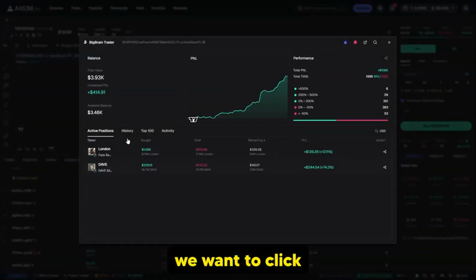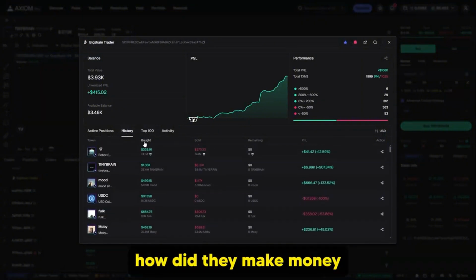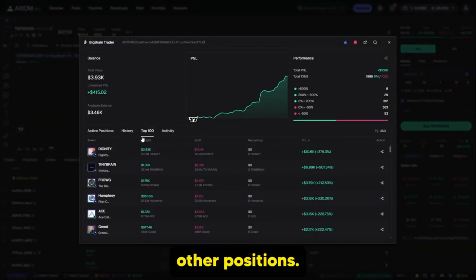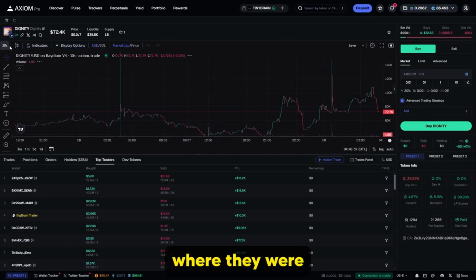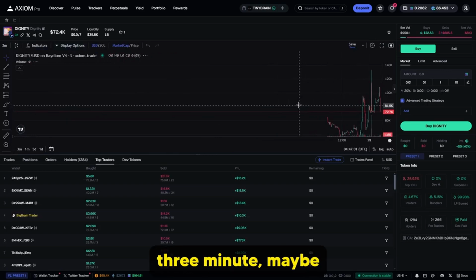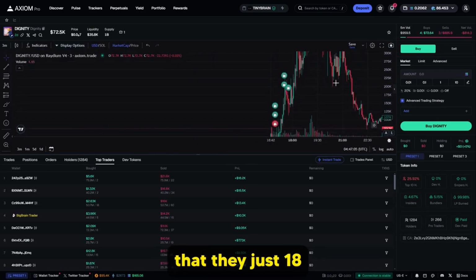So anytime we want to click this wallet, and let's say, for example, we go on the history, let's say we wanted to see how did they make money on their other positions. And this is why I do like this platform. We can go to Dignity, and then we can see exactly where they were buying and selling. So let's go to the 3 minute maybe, and we can see once again, this is something that they just aped in very early on.